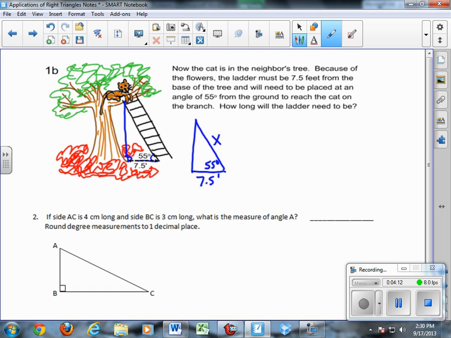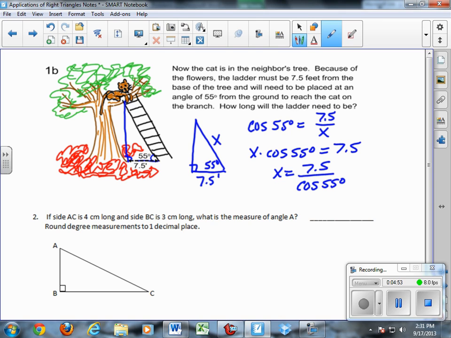So it's pretty much the same setup, only this time I know the adjacent side, and I want to find the hypotenuse, and the trig function that relates adjacent and hypotenuse to this angle would be cosine. So I'm going to say cosine of 55 degrees is equal to 7.5 divided by x. Now be careful. A lot of people want to just say, oh, x is 7.5 times cosine of 55. No. x times cosine of 55 is equal to 7.5. Therefore, x is equal to 7.5 divided by cosine of 55 degrees. Once again, you can plug that in and find the answer using either the degree symbol or making sure your calculator is in degree mode.